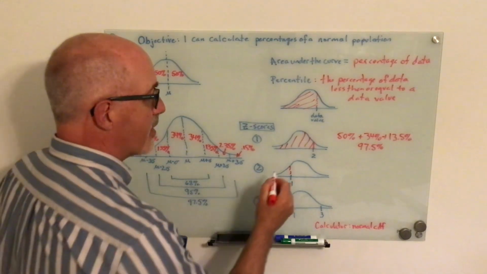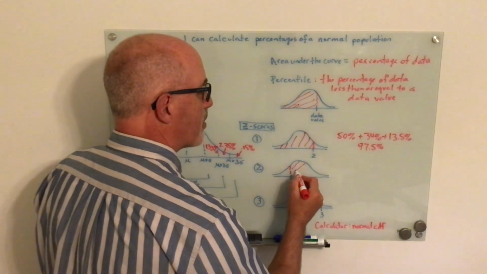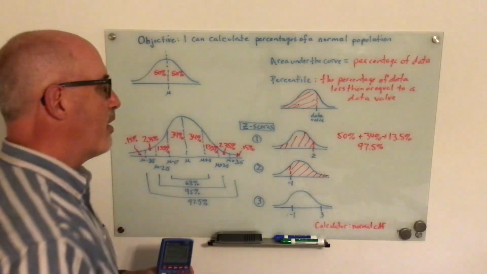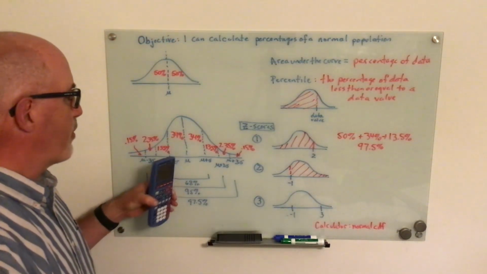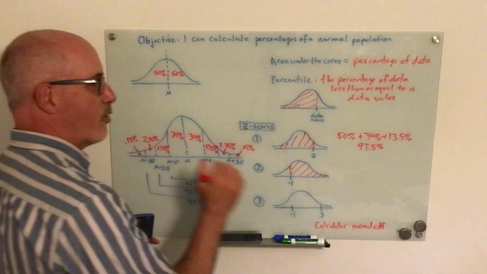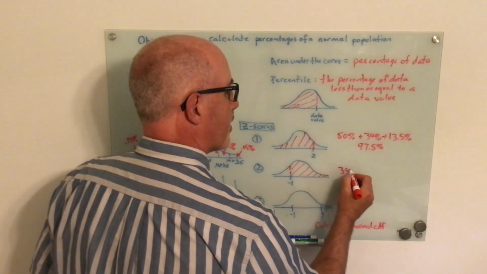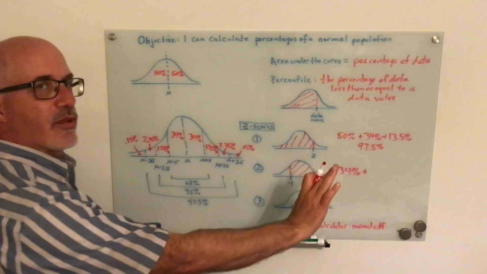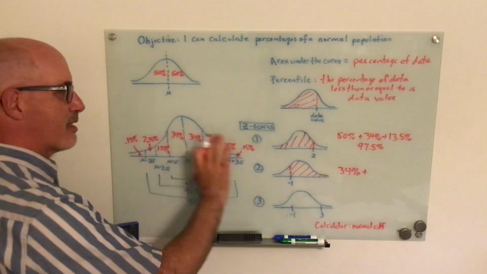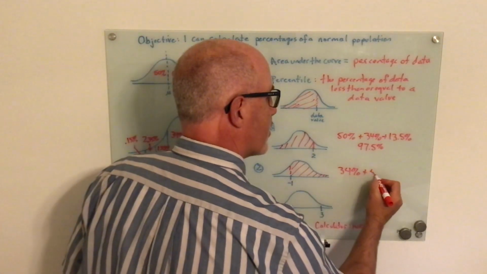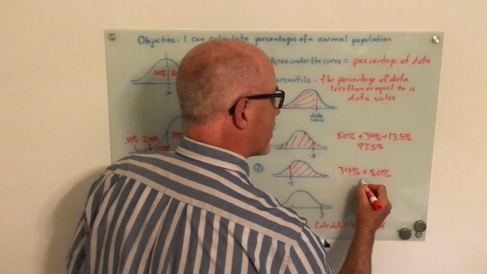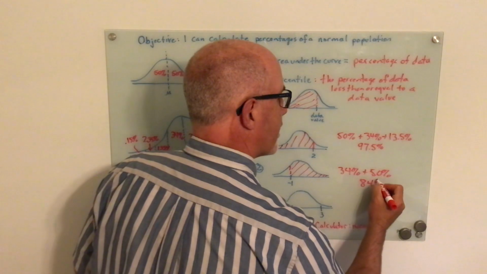Or let's go ahead and talk about what's the percentage of data above it. So above one standard deviation below the mean, we're going to take this 34%, and we're going to add to it the 50% for the rest of it. You don't have to add all those numbers because that's half the data over there. So add to it 50%, and so you get 84% for that.